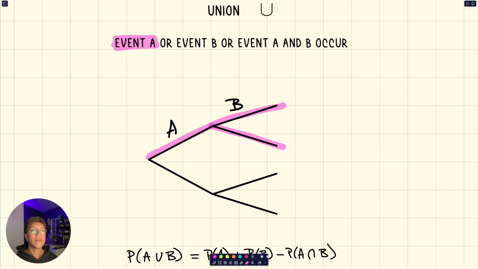And then if we ask the question, well, where does event B happen? Event B happens in this top branch here, and it also occurs in this 3rd branch here, which we should probably label. So we'll say that this is B, and this is B naught. And then the last thing we want to consider is, where do A and B occur together? And we say, well, that very clearly occurs only in this top branch there.